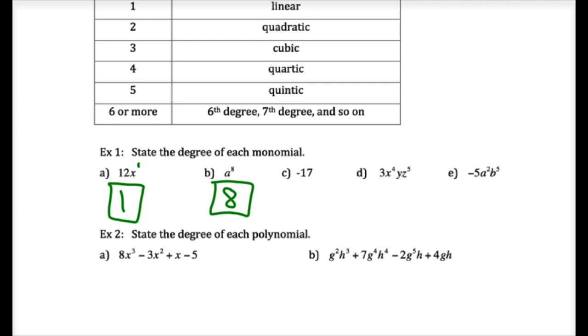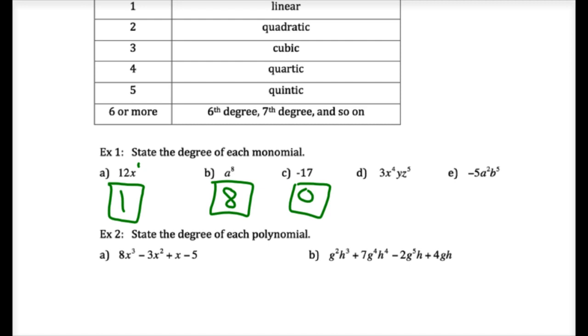Just think. Ms. Biaggi, what do you think? 0. The degree is 0. All right. Here's D, our first one with multiple variables. The sum of all the exponents on all the variables only. What's the degree of 3, x to the 4th, y, z to the 5th?